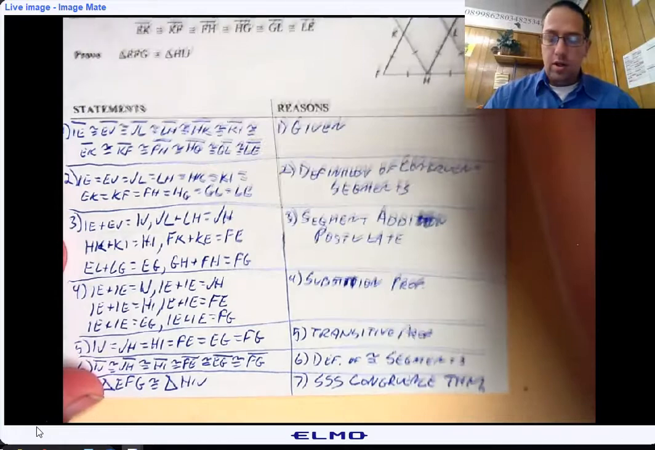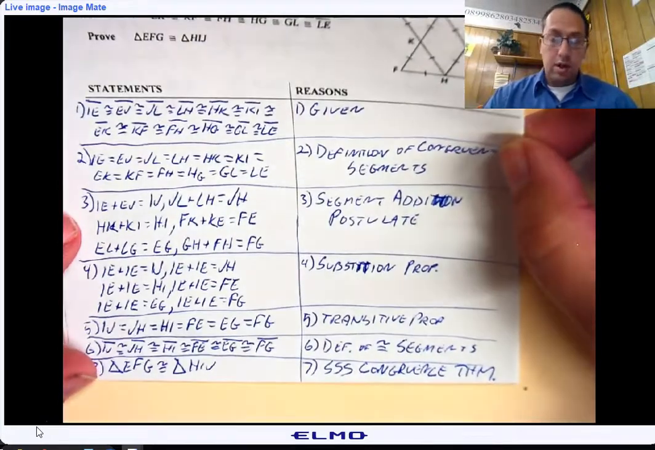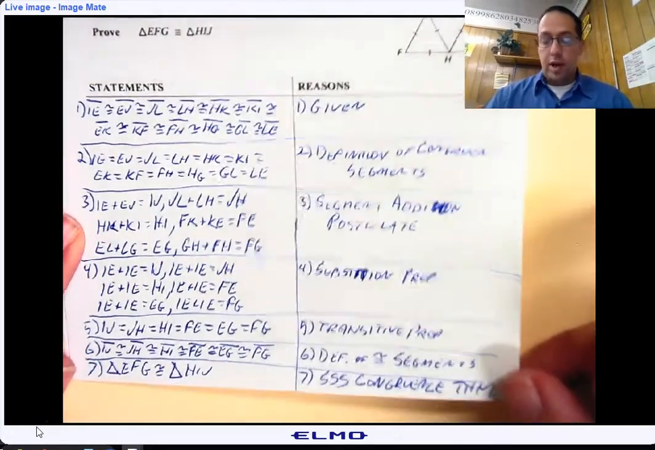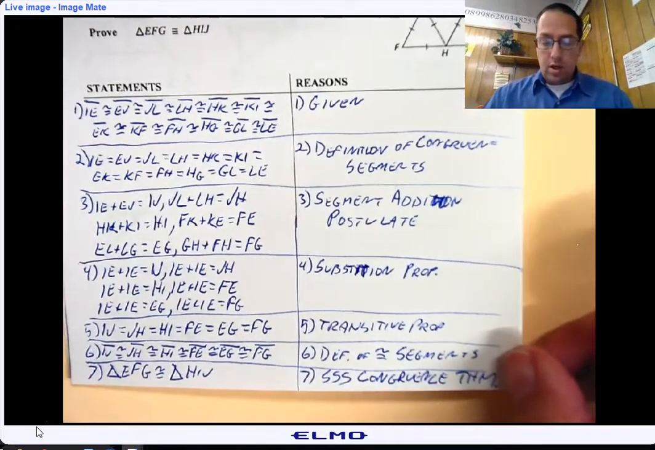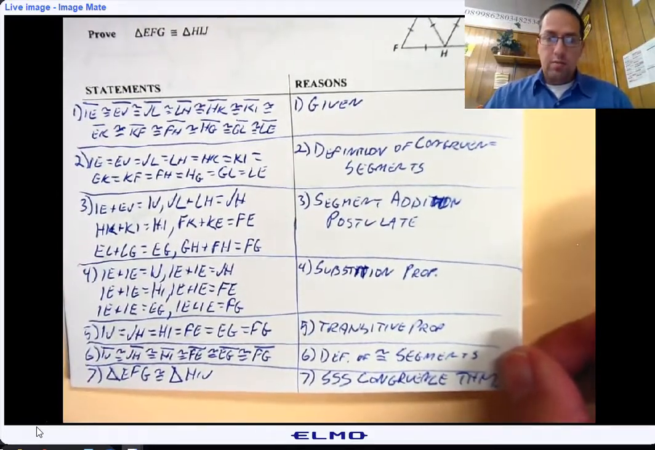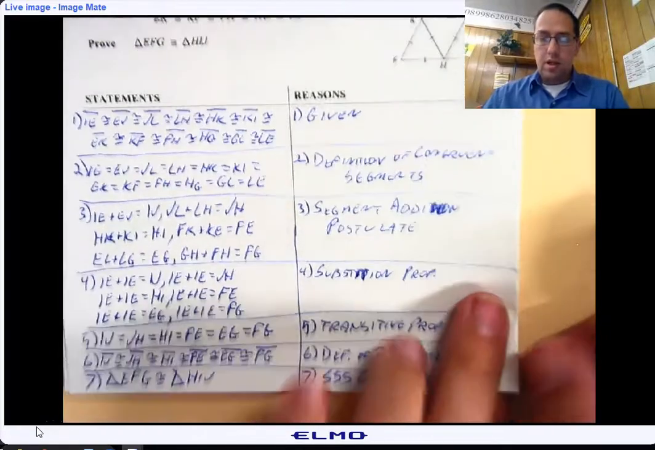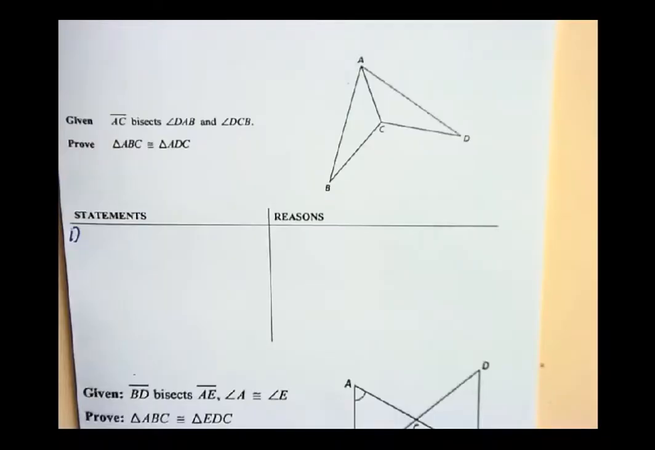So it took a little bit longer. It wasn't all that difficult. It was just a lot to write. Okay, showing everything's congruent to everything else. So there it goes. That one was a little bit more work. Let's take a look at these other ones. Got two more. All right, so let's see.